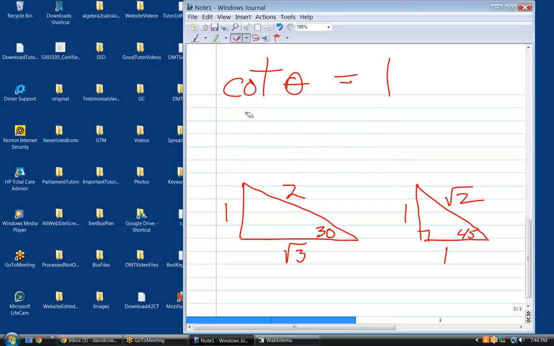Okay, I'll leave those triangles up there. What's another one? Another one, secant theta equals 2. God, I knew that that was going to be the problem. I just knew it. I was going to read that to you without seeing it, because that's the one I would have given you.